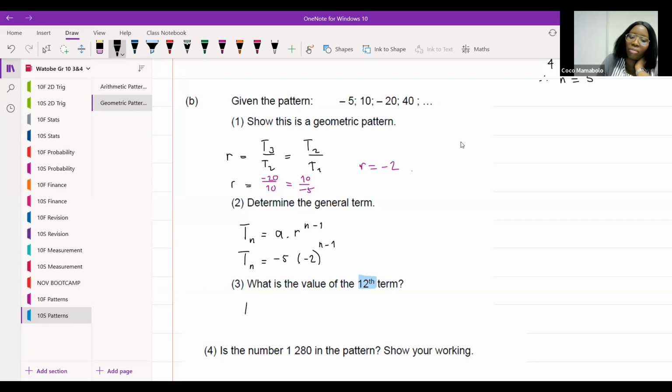Okay, so you're going to say 12 is equal to... Not 12. Remember, this is the 12th term. So this means that my n is equal to 12. Okay, T12 is equal to... correct. That's it. 12.